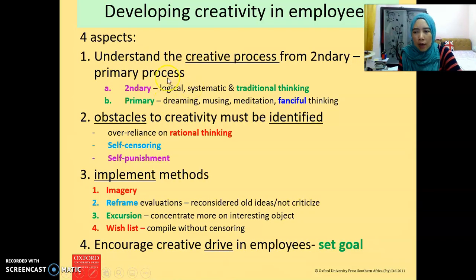So there are four aspects of developing creativity in employees. There are many aspects mentioned in the textbook. First, it is important to understand the creative process from secondary to primary process. Normally, we as common people who are not really creative, learn something through primary ways. We start with dreaming, musing, meditation, fanciful thinking.